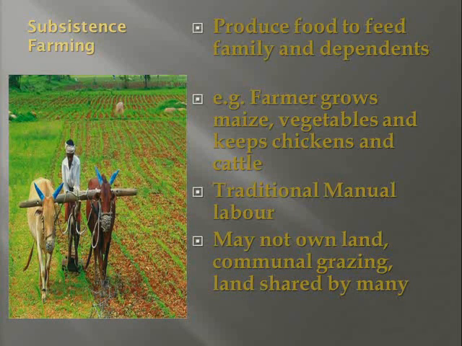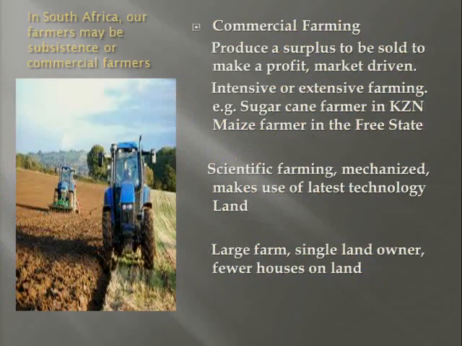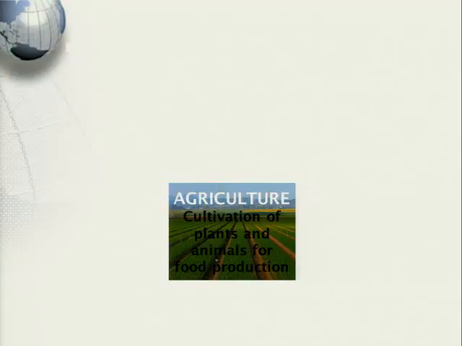They sometimes do not own land. It's communal land ownership. Quite a lot of people own the land, and that is that. So we say we have commercial farming and subsistence farming.